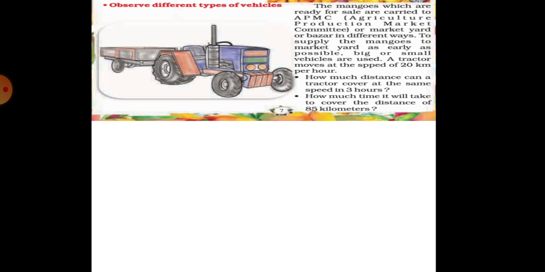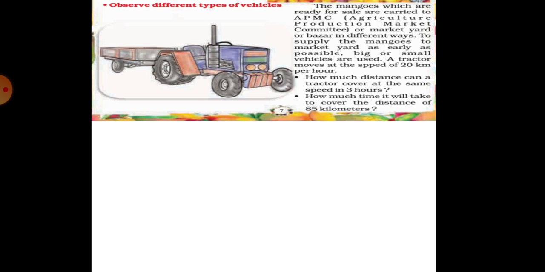Observe different types of vehicles. The mangoes which are ready for sale are carried to APMC. The full name of APMC is Agriculture Production Market Committee, or market yard or bazaar, in different ways. Once again, the mangoes which are ready for sale are carried to APMC or market yard or bazaar in different ways. To supply the mangoes to the market yard as early as possible, big or small vehicles are used.